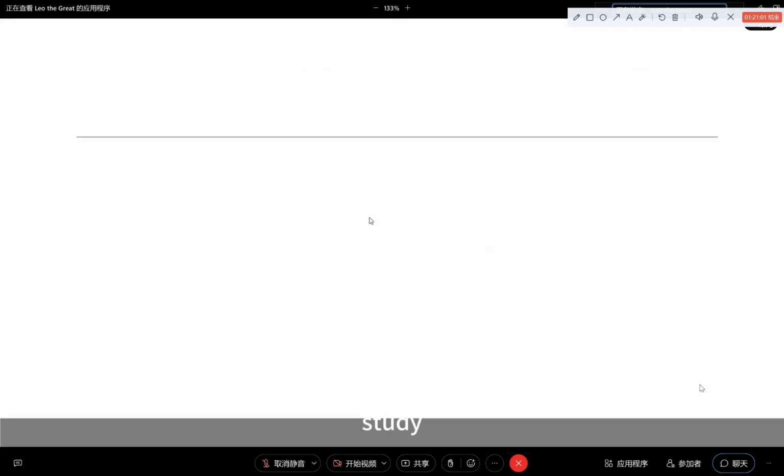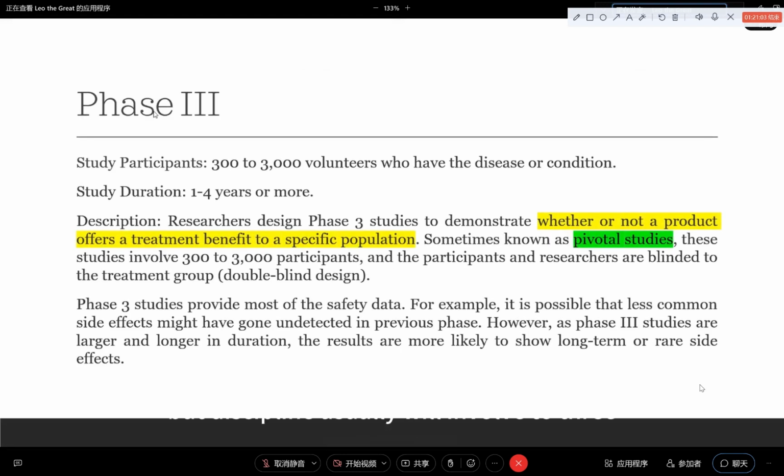Next slide. Phase 3. The study usually involves 300 to 3,000 volunteers who have the disease or condition. We are not talking about healthy subjects, but patients with the related conditions. The study duration usually is 1 to 4 years or more. It depends on the design of your study, but the FDA definition gives 1 to 4 years, and a lot of studies do not stop at 4 years.